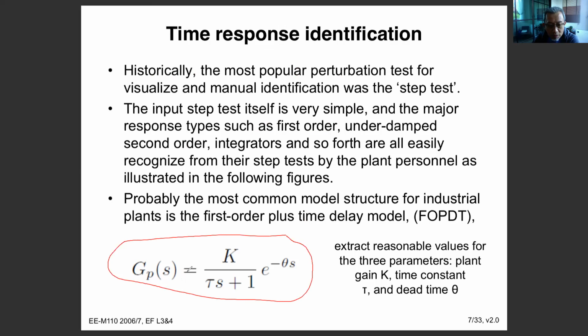It is G(s) equals K over (tau s plus 1), times e to the power of minus theta s, where K is the static gain, tau is the time constant, and theta is the time delay. So you can use this as the first order model structure with time delay.